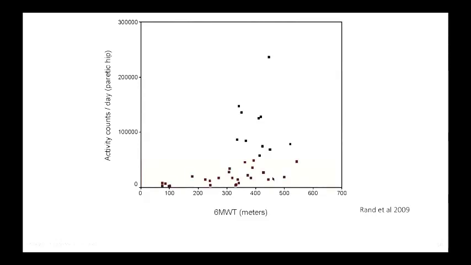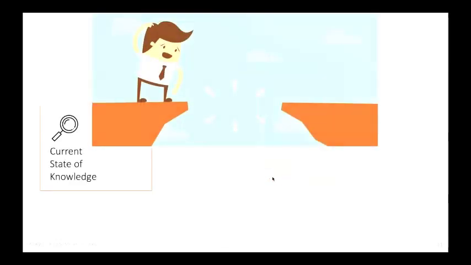But there also are a lot of data points along the bottom, which indicates that even for people who are able to walk quite far distances on the 6-minute walk test, 400, 500, 600 meters, a lot of them still remain quite inactive. So this is where we are.